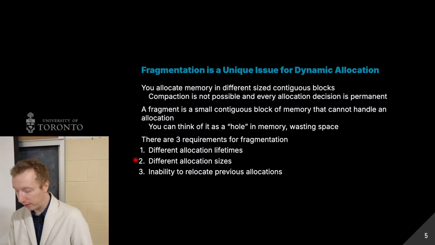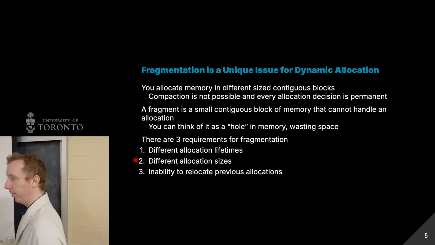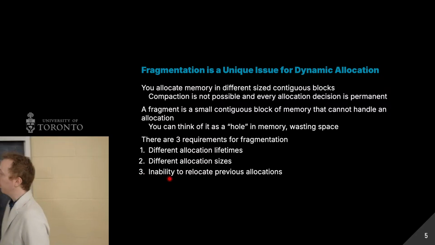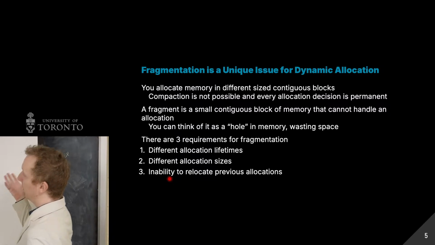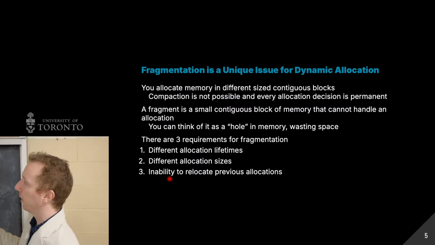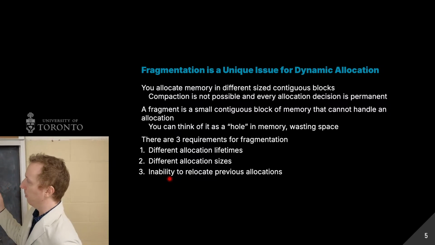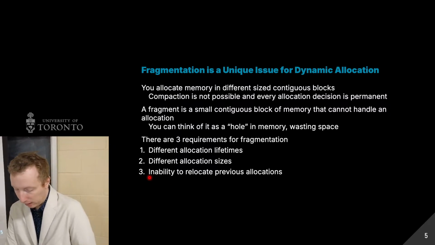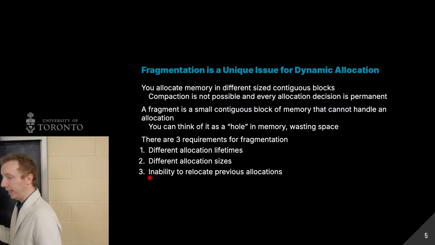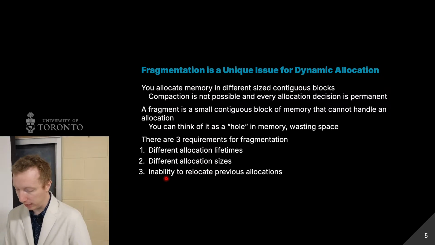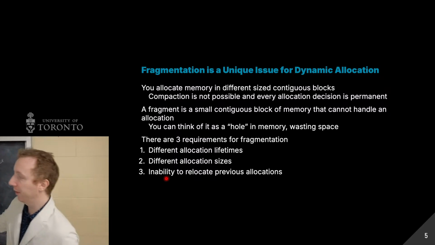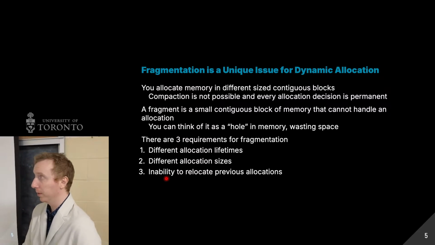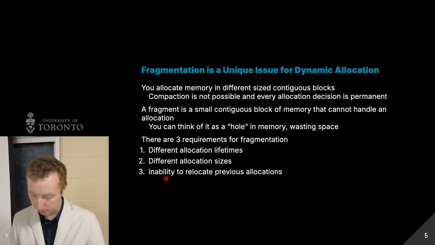So we have to have different sized allocations, and that is true with malloc because you can call malloc with any number you want, and we have to not be able to relocate previous allocations. So the JVM, since everything's by reference and you can't actually access pointers or anything like that, will go ahead and try and combat this issue by moving your objects in memory. But in C, malloc just returns a pointer. We can't do anything about that, so we are not able to relocate any previous allocations. If we could, we can just pause everything, move it all next to each other, make sure all your memory allocations are contiguous, no harm, no foul.